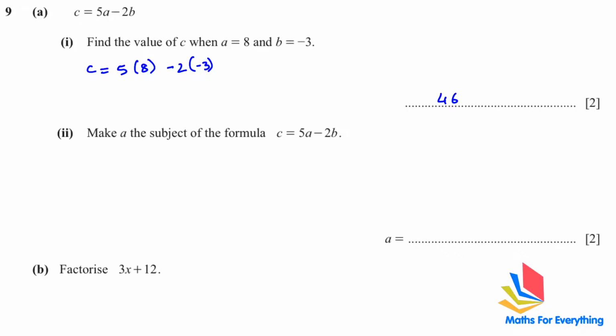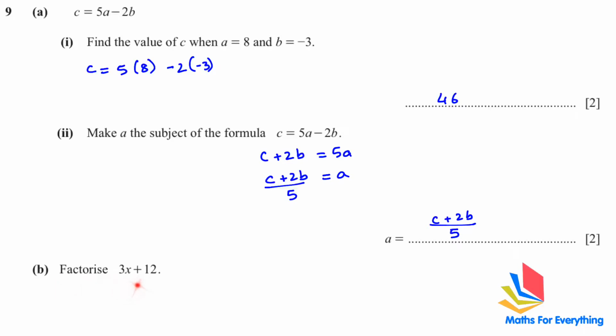Next, make A the subject of the formula. Subject always has to be positive. This is positive, so we will not shift it to the other side. We'll remove the negative 2b to the other side. So C plus 2b is equal to 5a. And we want our A to be the subject, so we don't need the 5. It's a multiply. When we move to the other side, it will be a divide. Therefore, A is equal to C plus 2b over 5.